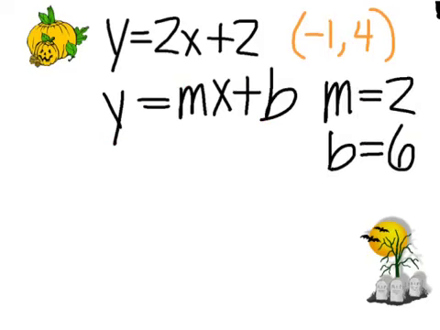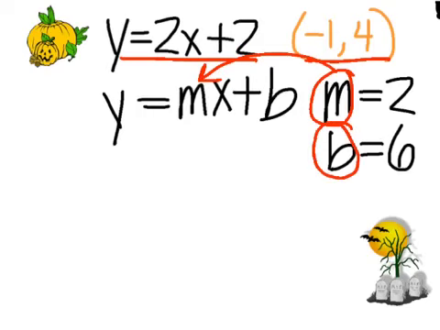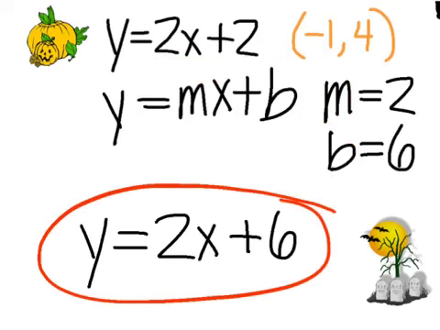Now that we have our slope, which is 2, and our y-intercept is 6, to find the equation, our final answer, an equation that's parallel to this and goes through this point, we're going to plug in our slope and our y-intercept. When we do that, our final answer is y equals 2x plus 6. This is the line that is parallel to y equals 2x plus 2 and goes through negative 1, 4.